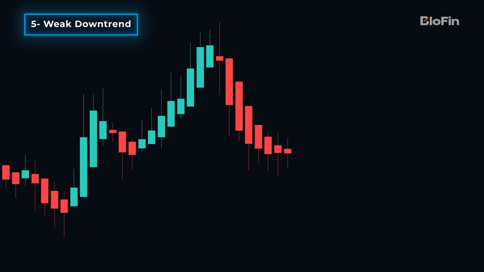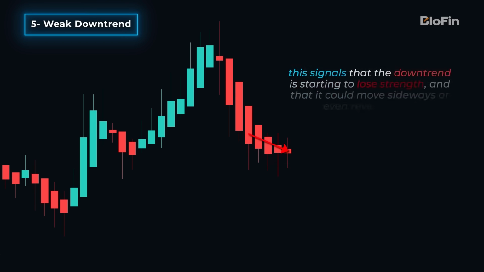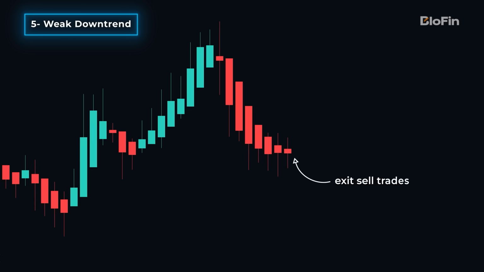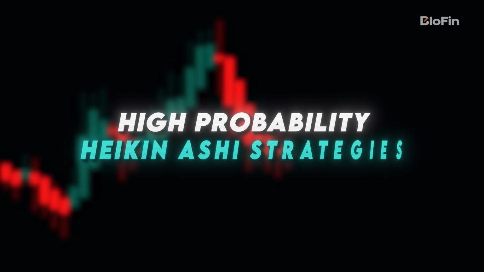Number 5. Weak downtrend. In a weak downtrend, the body of the candle starts to shrink in size. You might also see upper wicks begin to form. This signals that the downtrend is losing strength and that price could soon reverse or move sideways. During this time, you should be ready to exit your sell trades. So, now that you understand how to read the Heikin Ashi chart, let's move on to the high probability strategies you can use with it. And trust me, once you learn these, you'll immediately start getting more accurate entries on your trades.